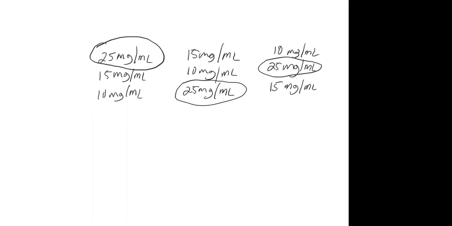It's just that your answer was wrong because you did not use the strongest concentration. So pay attention to how that's written out and make sure you choose the number that's highest per milliliter to answer that particular type of question. And then you just do your math. Let's say I have 70 milligrams as the order. I want to know how many milliliters. So I would take my 25 milligrams per milliliter, and 70 divided by 25 would be 2.8 milliliters.